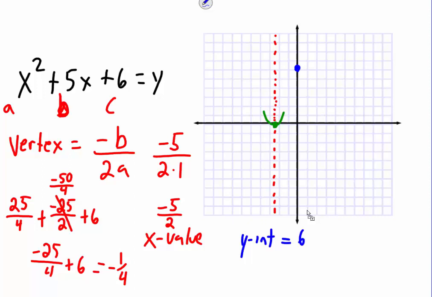Now, I happen to know that all these quadratics are symmetric. So if I'm at a 6 there, and that's basically 2.5 to there, I can go another 2.5, and I know that my quadratic is going to look something like this. So this is a quick and easy way to sketch a quadratic: find the vertex and then find the y-intercept.